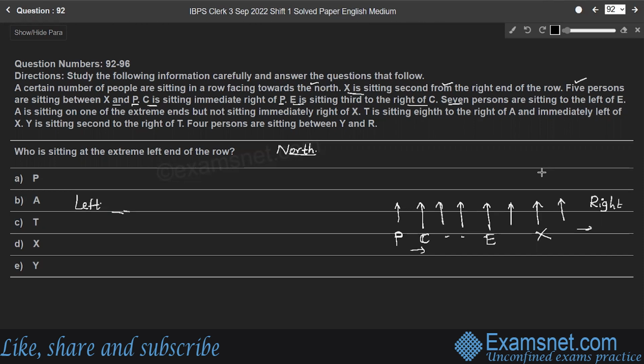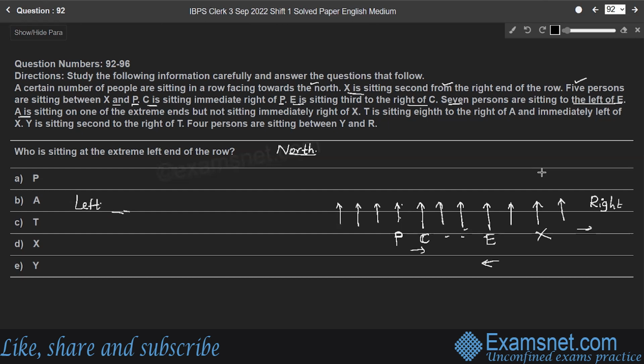Next point, 7 persons are sitting to the left of E. To the left of E, totally 7 persons are sitting. So 1, 2, 3, 4, the fourth person is P, then 5th, 6th, 7th. So 7 persons are sitting to the left of E.